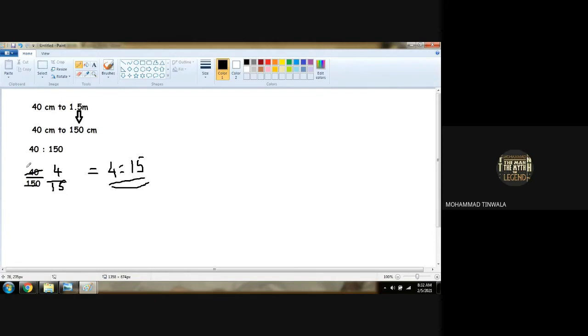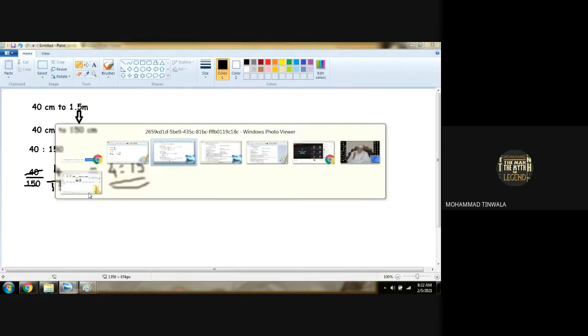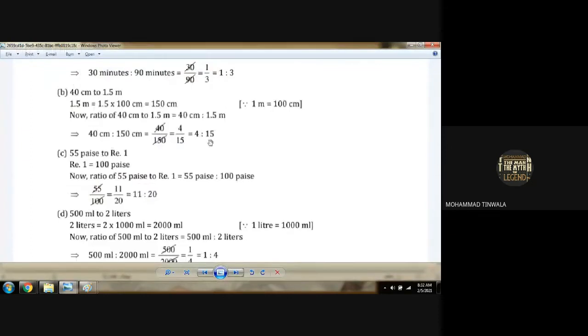What is the common table here? 10. 10 fours are 40. 10 fifteens are 150. 4 is to 15 is the correct answer. Anybody has any doubt with this? No, sir, no doubt.